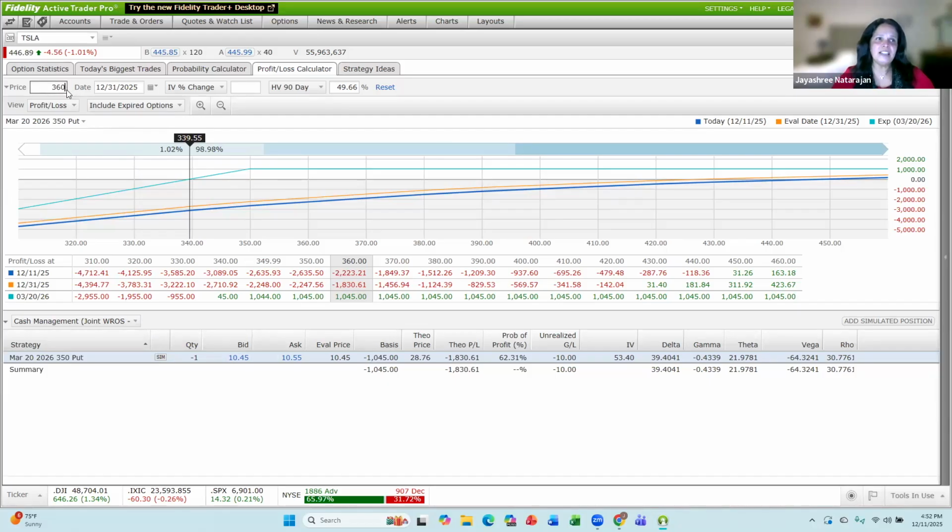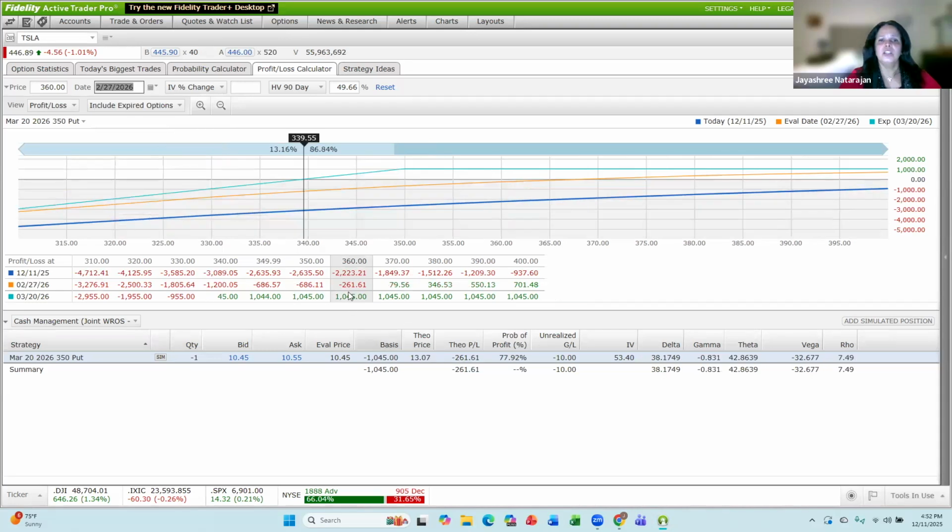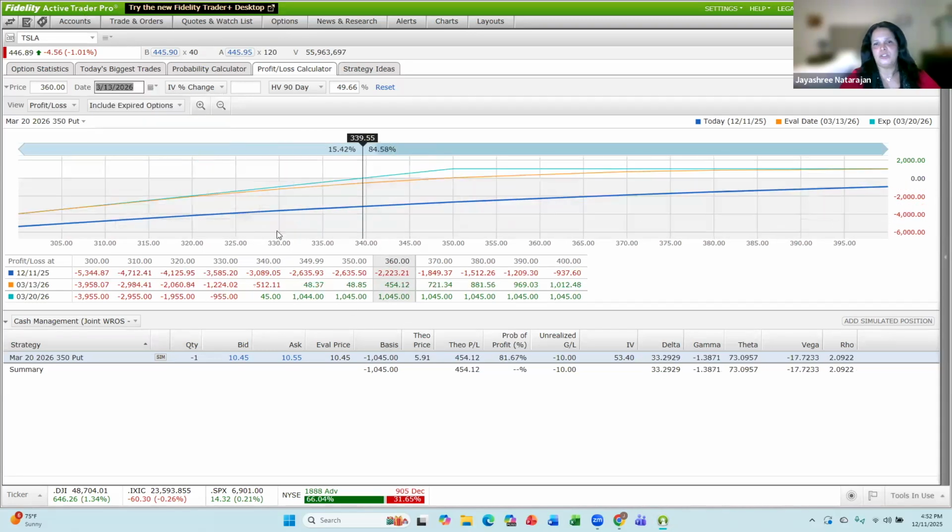So the advantage here with this short put is this 360, and even if it trades sideways till, let us say, January 30 or even February 27, the loss is reduced, and then you can wait till it becomes positive and then close this. So even let's say on March 13th, it is still 360, you're still making money out of this. That is the advantage.